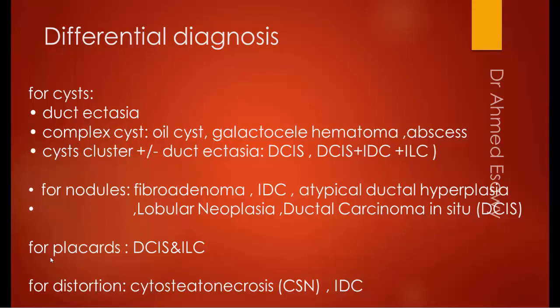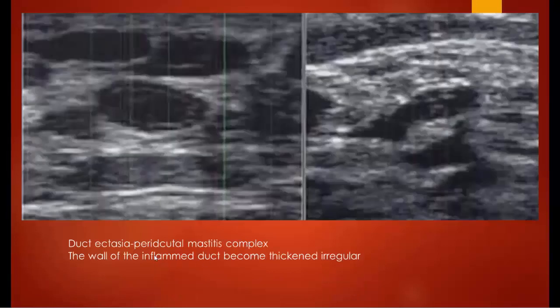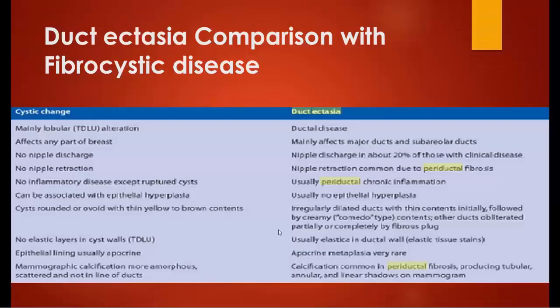For distortion, differential diagnosis is steatonecrosis and invasive ductal carcinoma. Ductal ectasia, periductal mastitis complex. The wall of the inflamed duct becomes thickened and irregular, one of the differential diagnoses of fibrocystic change in ultrasound.